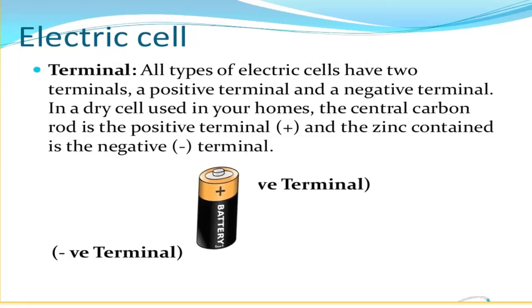All types of electric cells have two terminals, a positive terminal and a negative terminal. The metal cap at the top of the cell is the positive terminal, denoted by the plus sign, and the metal disc at the bottom of the cell is the negative terminal, marked with a minus sign.